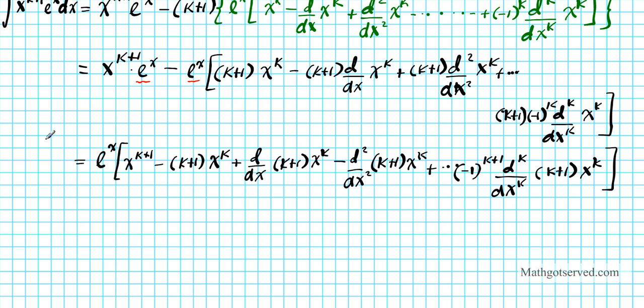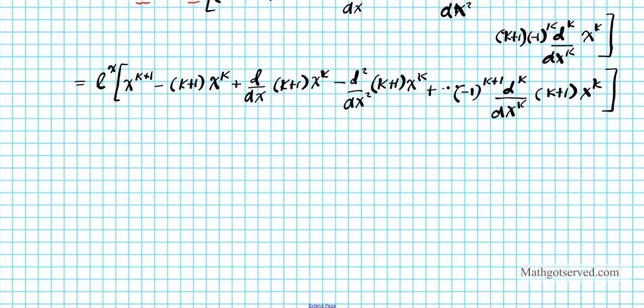Anyway, now to finish this off, we're going to make use of a very basic rule, which is the power rule of derivatives. I'm going to write that in blue. What is d dx of x to the k plus 1 using the power rule? What's the derivative of x to the k plus 1? It's going to be k plus 1 times x to the k plus 1 minus 1, which is basically k plus 1 times x to the k.